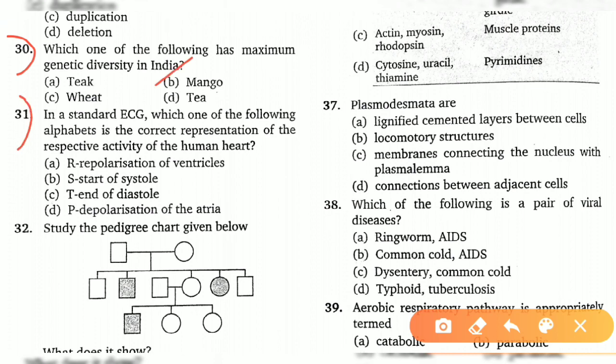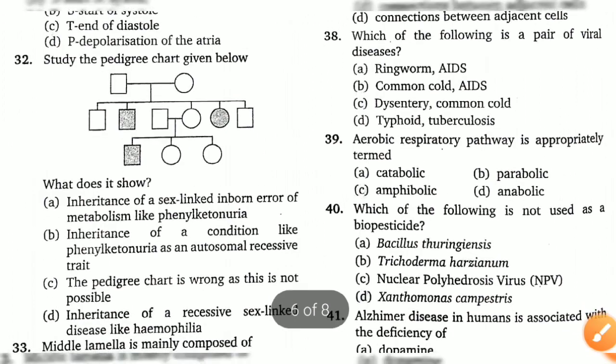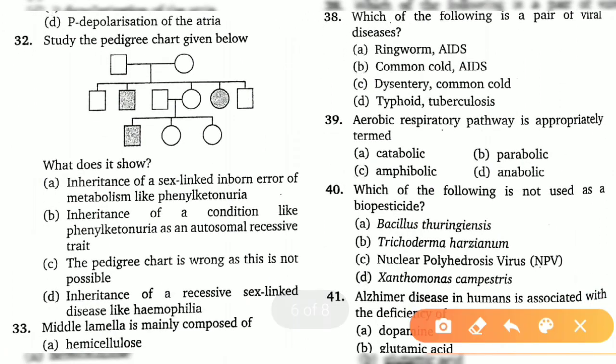31. In a standard ECG, which one of the following alphabets is the correct representation of the respective activity of the human heart? Options are: R means repolarization of ventricles, S means start of systole, T means end of diastole, P means depolarization of the atria. So the answer is D, depolarization of the atria.